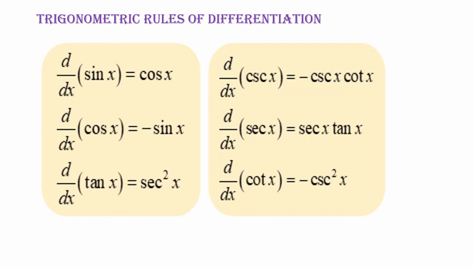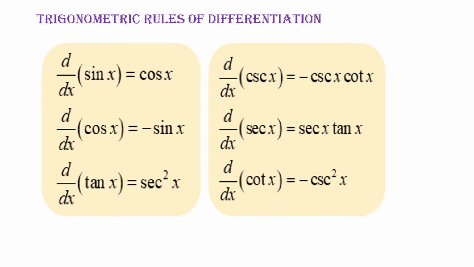Derivative of tangent x is secant square x. Derivative of cosecant x is negative cosec x cot x. Derivative of secant x is secant x tan x, and derivative of cot x is negative cosecant square x.